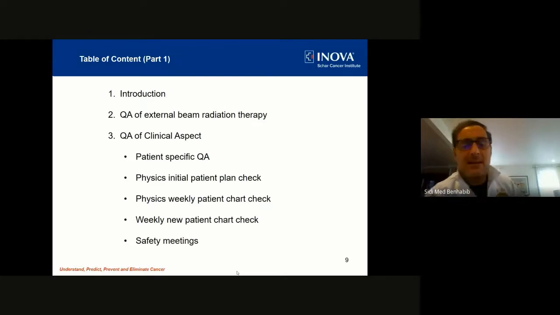So this is the table of contents for today. I will start with the introduction about QA and QC, how it was introduced to the medical physics community, the importance, and the motivations behind giving this talk. Next, I will follow up with the QA for LINAC, for external beam radiation therapy. And then it will be followed by QA for the clinical aspect, patient-specific QA, what we do in the clinic when we do initial chart checks, weekly checks, safety meetings, all this. Because all of them are very relevant in the day-to-day clinic, and all of them are used as QA or QC or QM in the department. Next slide, please.